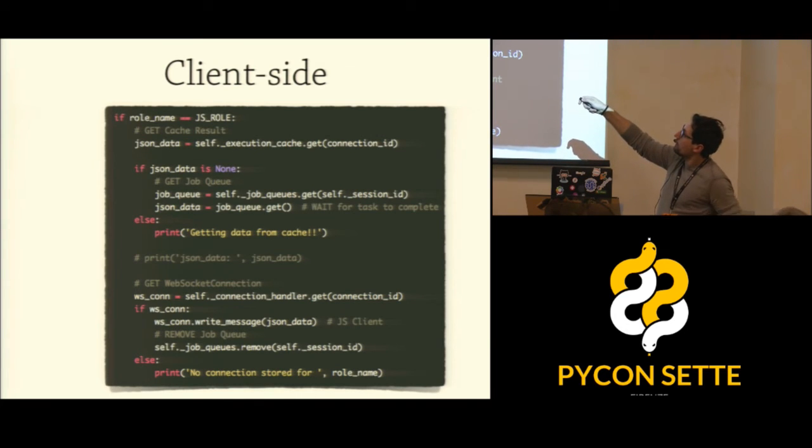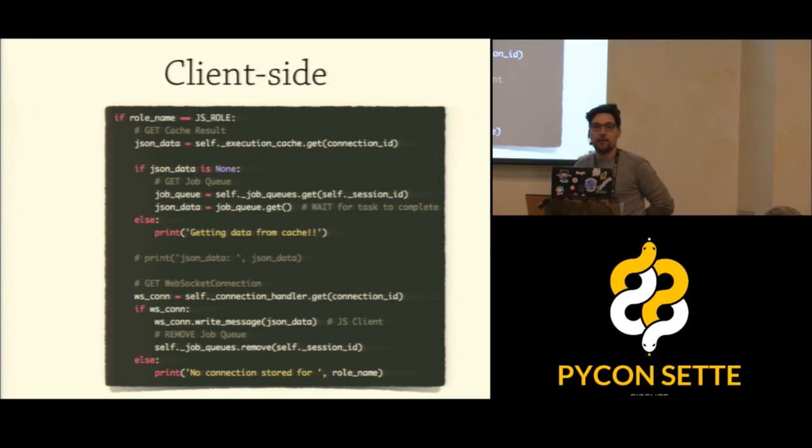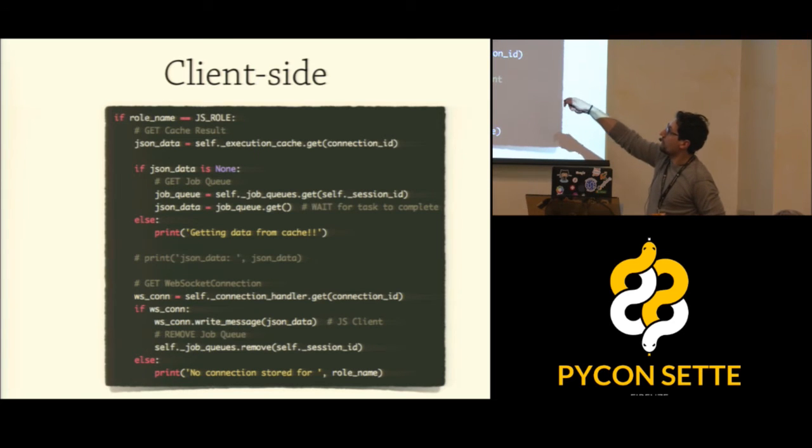Basically, when you connect to the WebSocket from the client side, what you need to do is just get the job queues. I defined a list of queues, one per session ID here. And then I wait for the results to be ready on this queue. The queue is a data structure I use to communicate the availability of the result after the execution. So this piece of code hangs on the queue until the task is complete here.